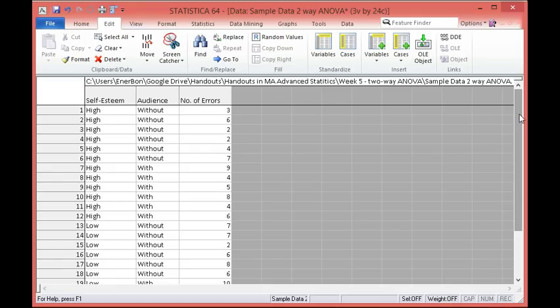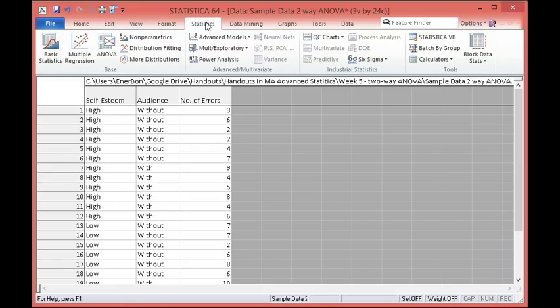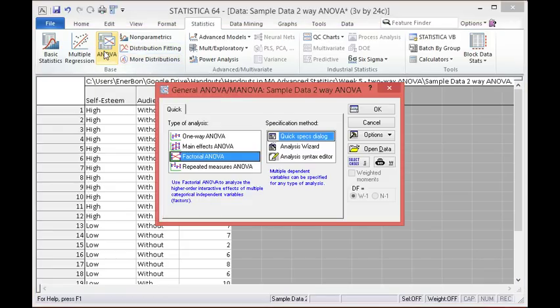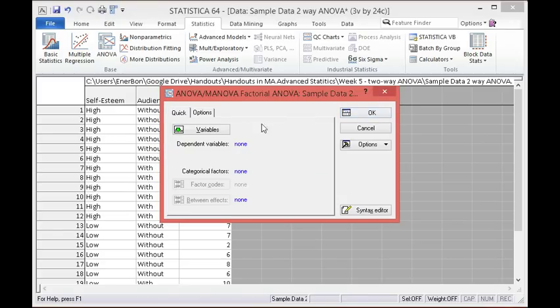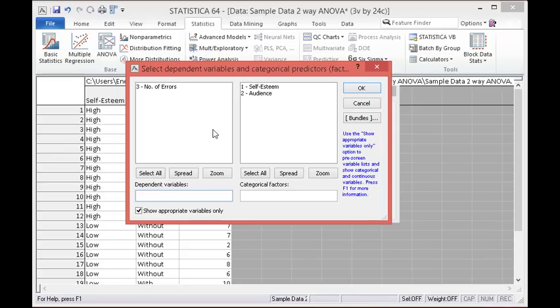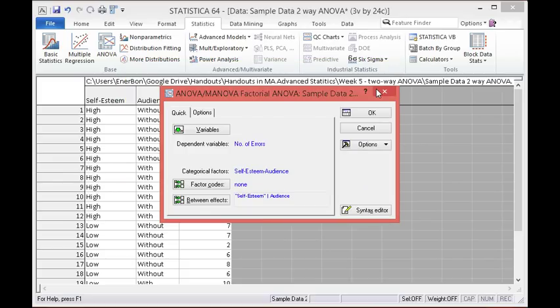So to perform the two-way ANOVA, just click on Statistics, and then ANOVA, and then let's click on Factorial ANOVA, click OK. Then let's choose our variables. The number of errors, of course, is our dependent variable, and our categorical factors or independent variables or predictors are self-esteem and audience. Let's click OK. Let's click OK again.